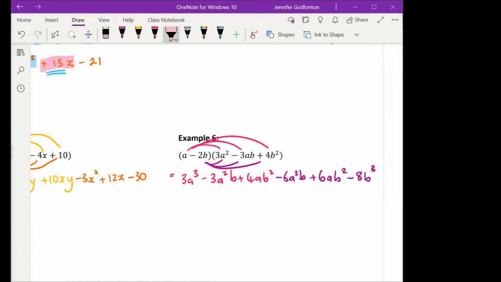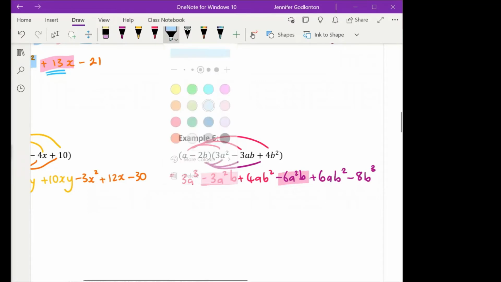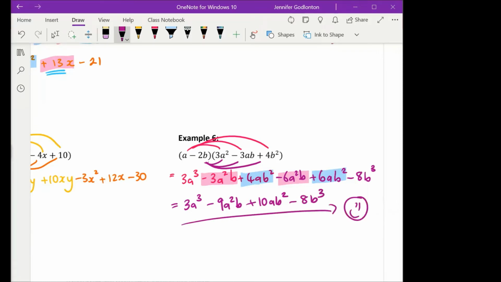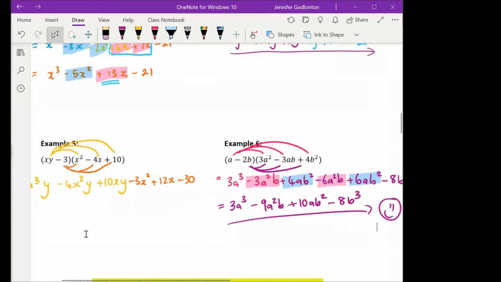Do I have any like terms here? Yes, ma'am. So I've got this one and this one, and I've also got this one and that one. So what's my final answer? 3a cubed minus 9a squared b plus 10ab squared minus 8b cubed. That was such good exponent work. Well done.